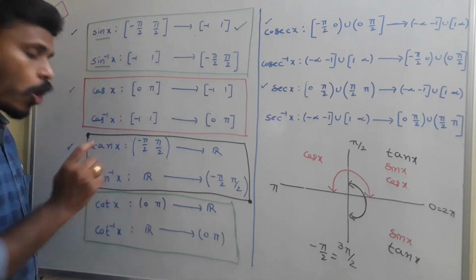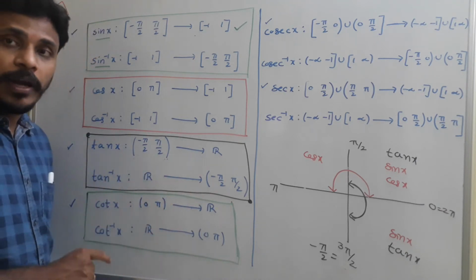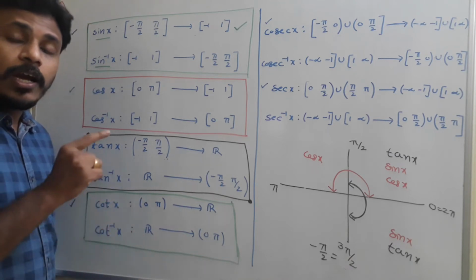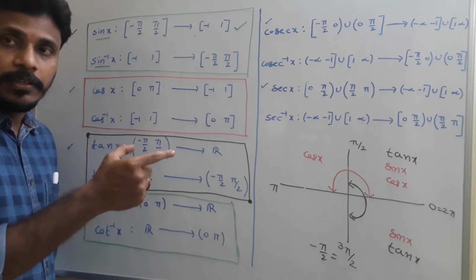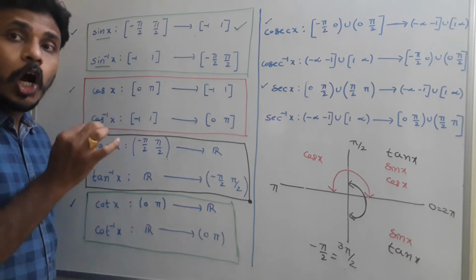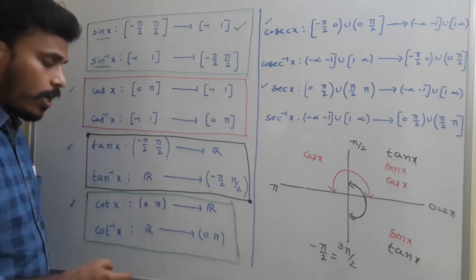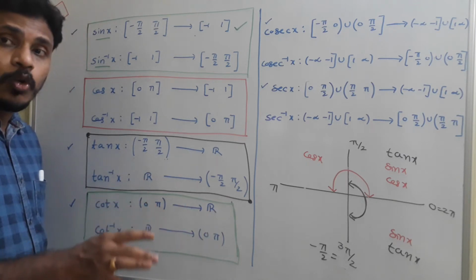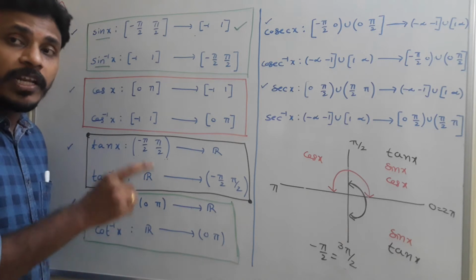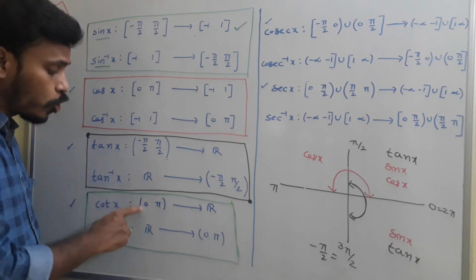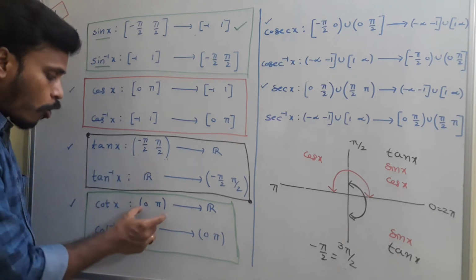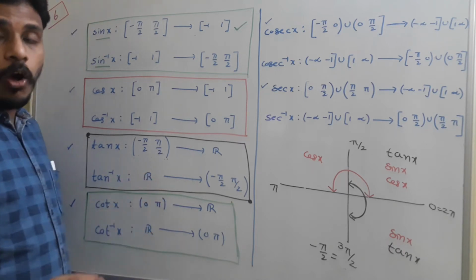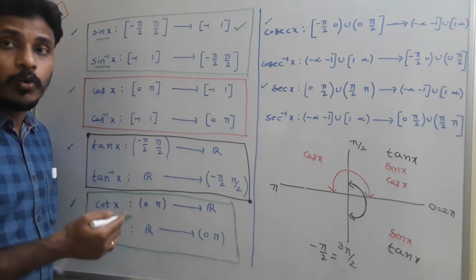So now the domain for cot x is the open interval 0 to pi. Here 0 and pi are again neglectable. Why? Because cot 0 is infinity, not existing in the reals. Cot pi is also infinity, not existing in the reals. That's why 0 and pi are not included in the domain, but every real angle in between 0 and pi is included. So the domain for cot x is 0 to pi and the range is again all the real values from minus infinity to infinity.